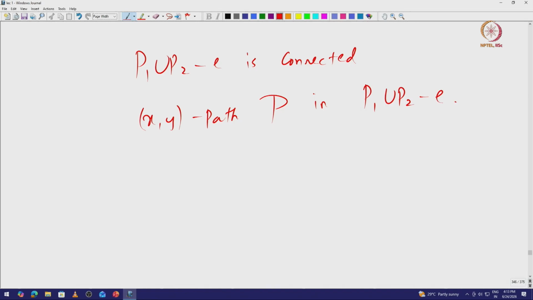But then what happens to this path P if you add this edge E? Then this becomes a cycle, and this contradicts the acyclic property of the graph. This is a cycle inside T, which is a contradiction.